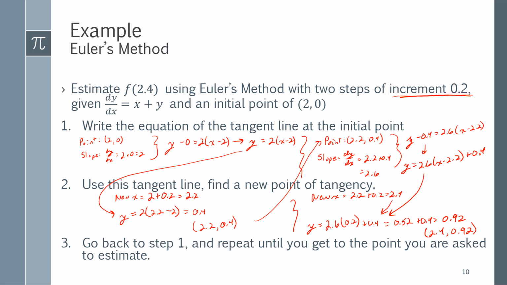Now I notice that's my second step, which is how many steps they told me. And they wanted me to estimate f of 2.4. Well, I can see in my new point, the x is the 2.4 I'm supposed to use. So my f of 2.4 is about the y value in that point, 0.92. I now have an estimate that everybody else who uses this method should also get when they follow these steps. It gives me a more accurate estimate than if I just used one tangent line, by breaking it up and saying, let's use one tangent line to get part way and a second, more accurate tangent line for the rest of the way.